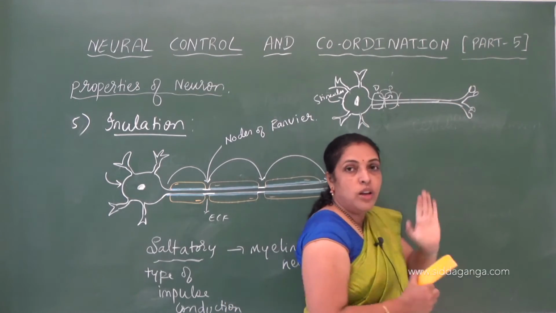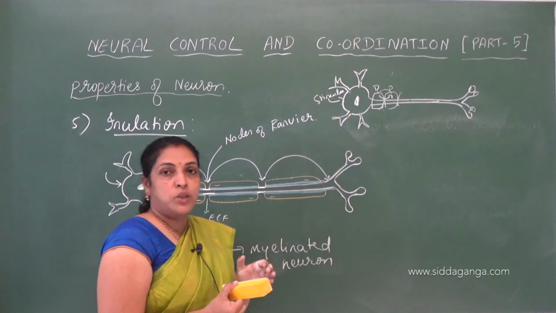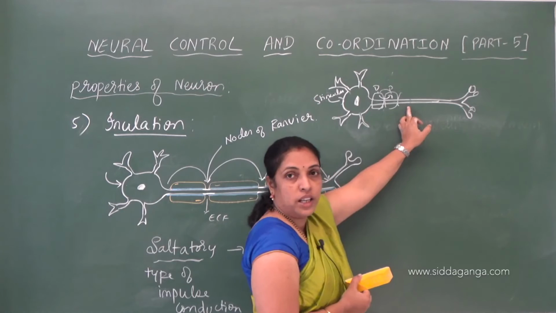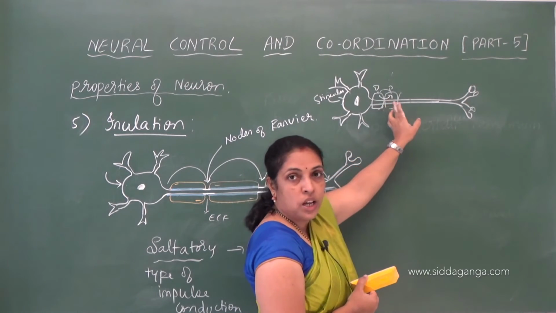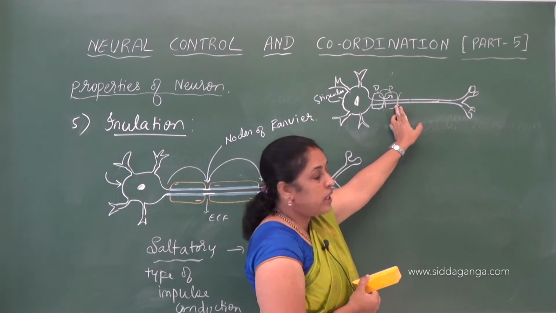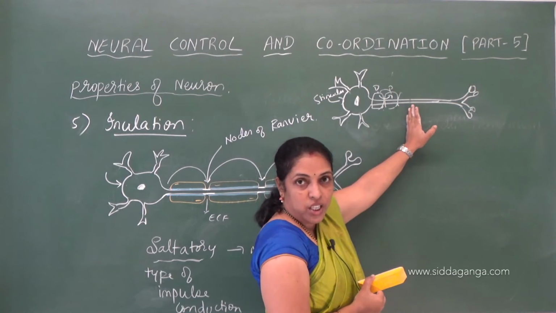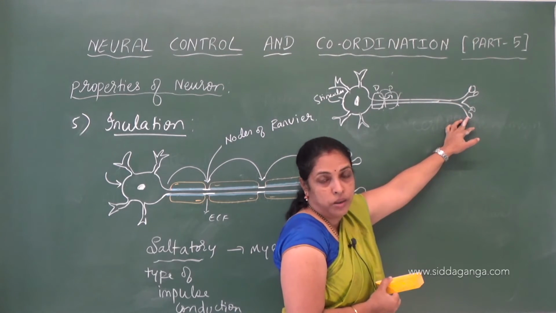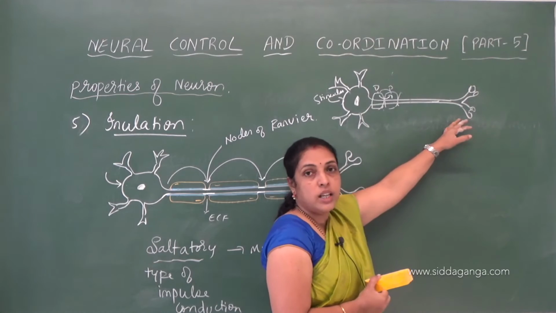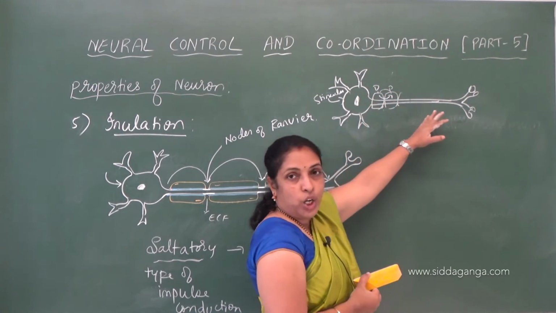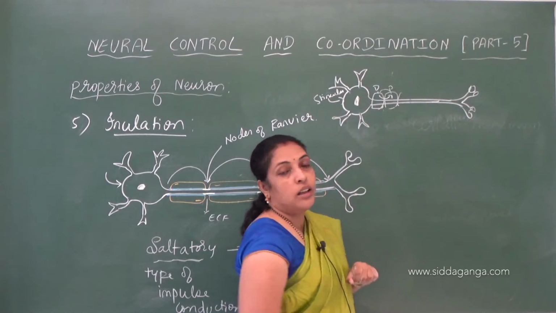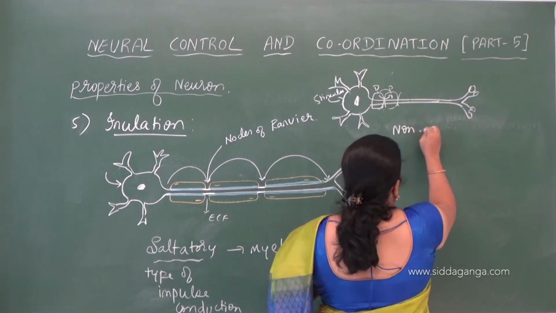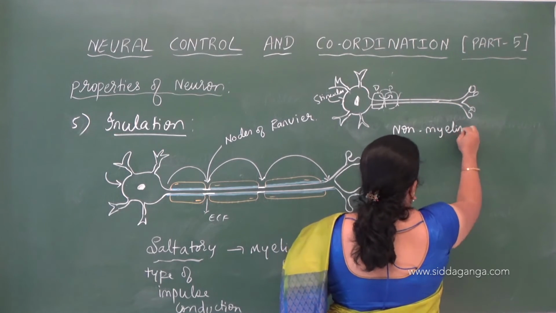Throughout the axon, the impulse, as I discussed in the previous class, shifts from this area to this area, this area to this area. When this area becomes depolarized, the adjacent area will be in a polarized state. Then the stimulus will shift to B region, then from B to C, C to D, like that it has to reach the nerve terminals, that is the axon terminals. Hence there is delay in conduction of impulse in non-myelinated neurons.